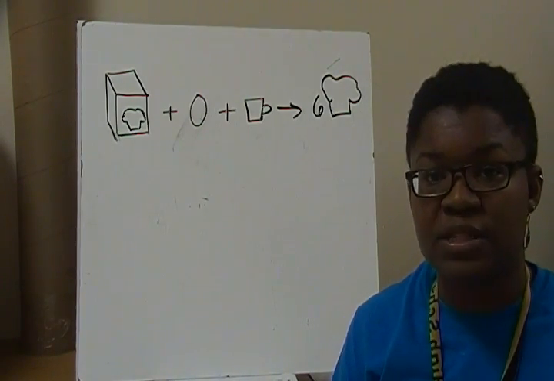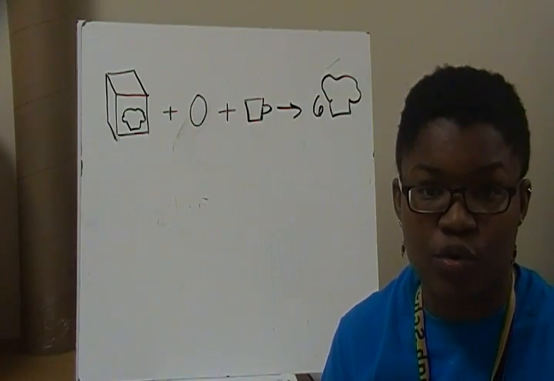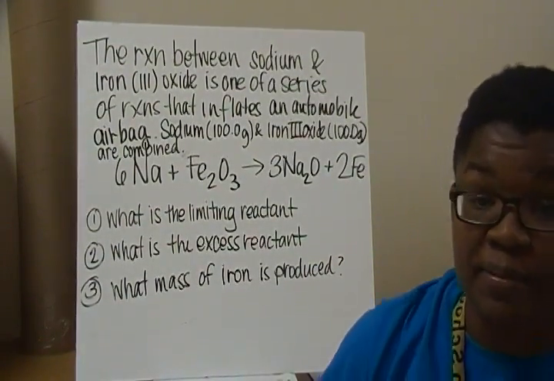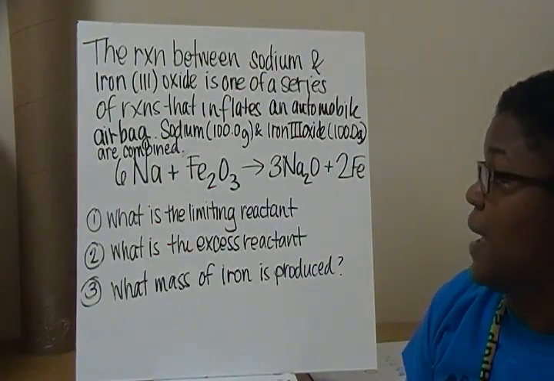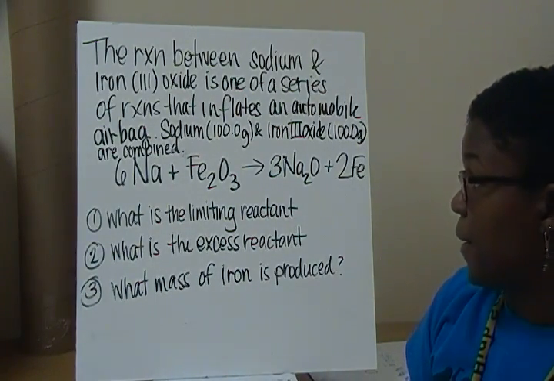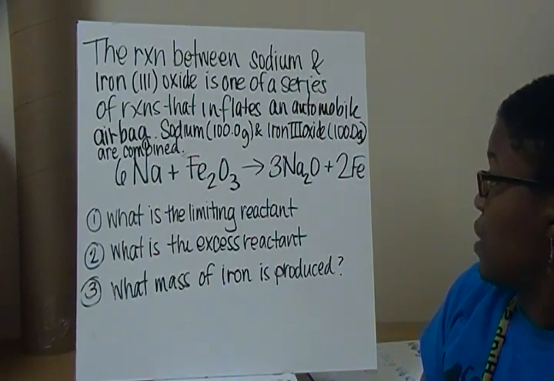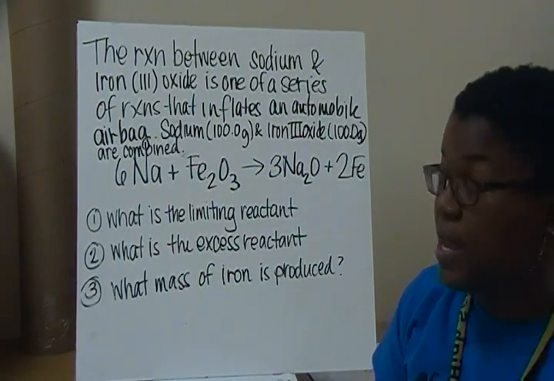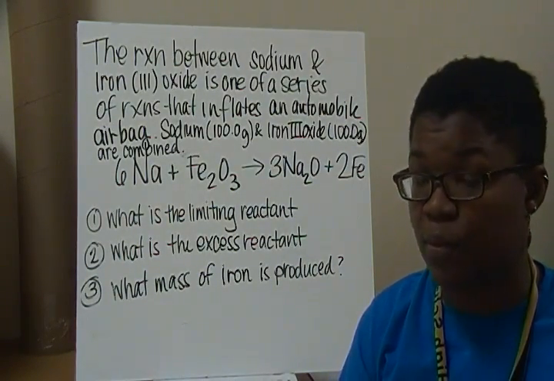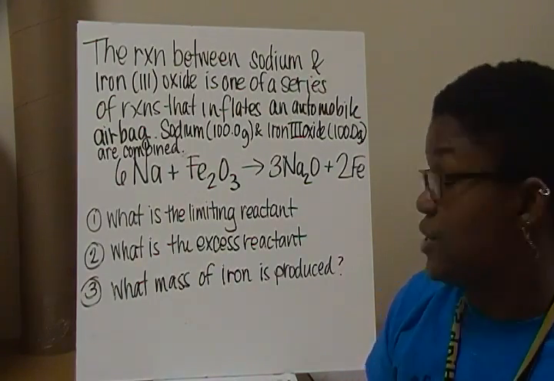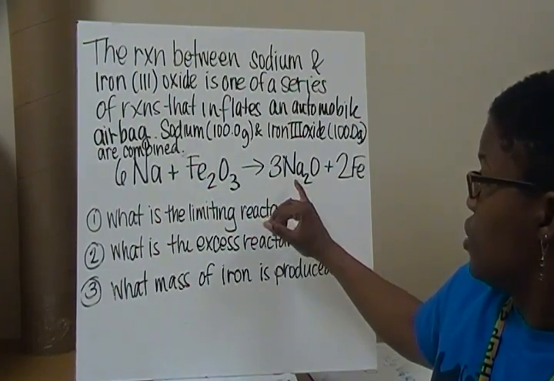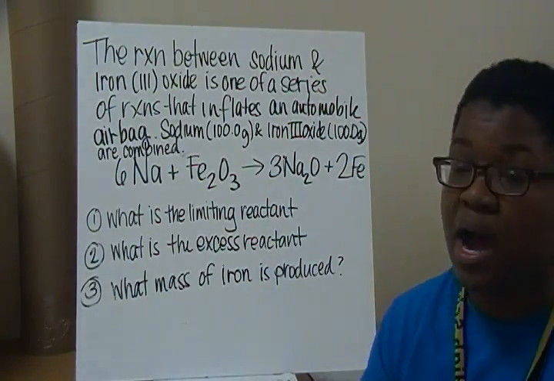So here's a problem. Freeze it, copy it down, and we'll go from there. The problem says, the reaction between sodium and iron 3 oxide is one of a series of reactions that inflates an automobile airbag. Sodium 100 grams and iron 3 oxide 100 grams are combined. As a side note, we talked about one of the reactions in the last video with sodium azide. This is a separate one. And the equation is 6 sodiums plus iron 3 oxide gives you 3 sodium oxides plus 2 irons.